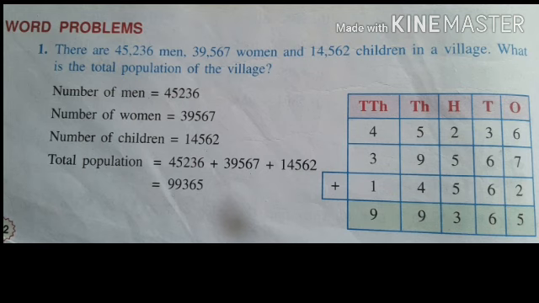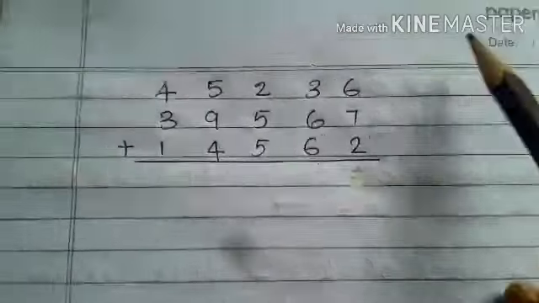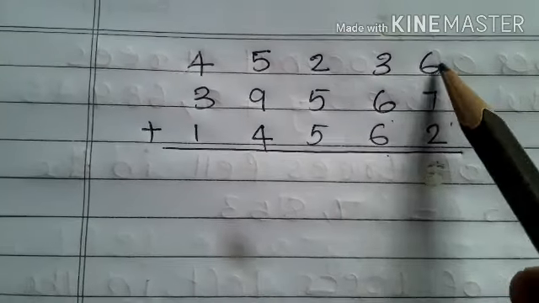Here, the number of men, number of women, and number of children of the village are given. So, we have to find out the total population of the village. So, add these three numbers, we get the answer. So, add 45,236, 39,567 and 14,562. So, we get the answer 99,365.